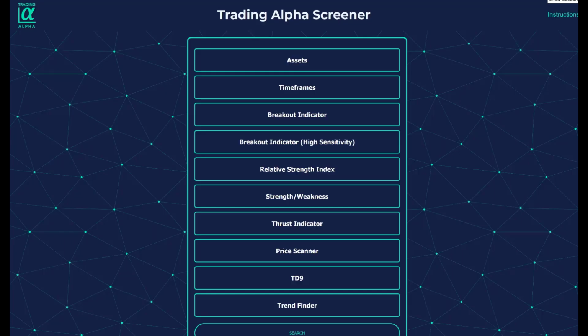Okay, so here it is, guys. Here's the final version of the Trading Alpha screener. So getting started, I think it's best I explain what a screener is and how it can help you in your trading. Well, in trading, what are we doing? We're finding high probability setups, right? And we're trying to take advantage of those setups.